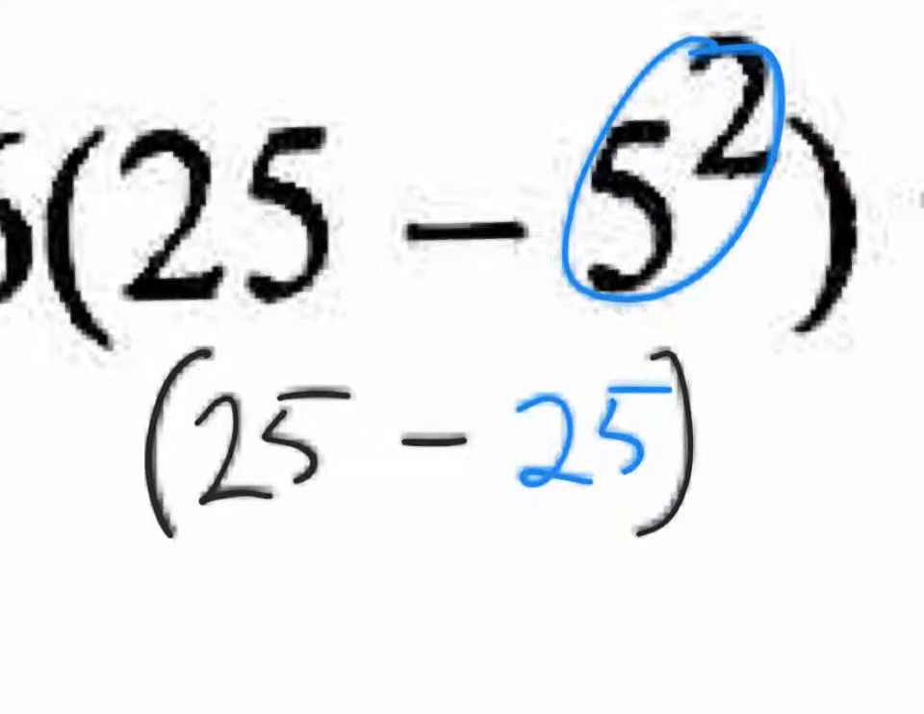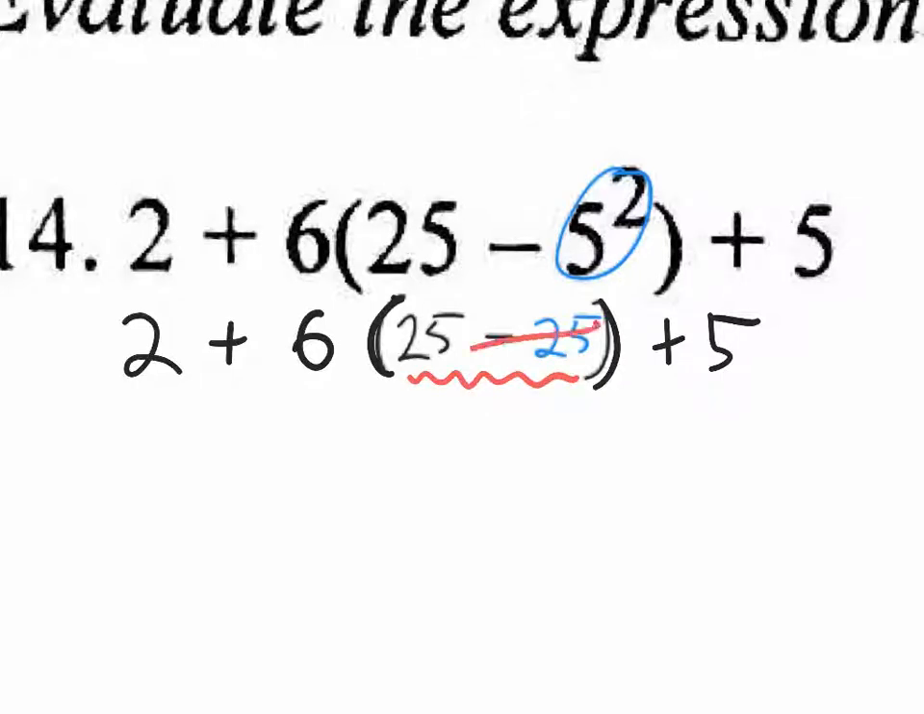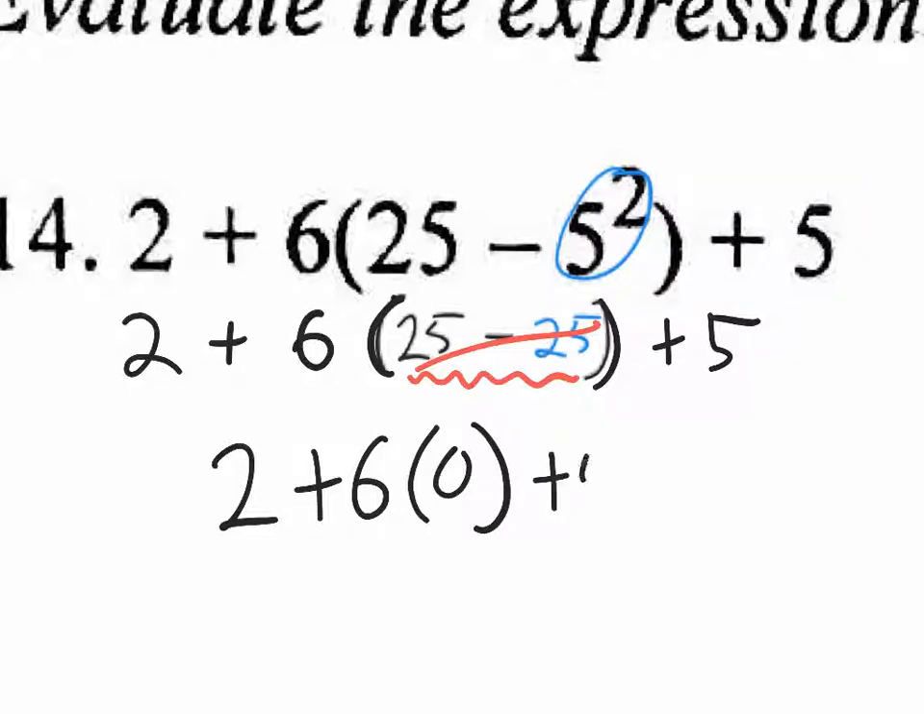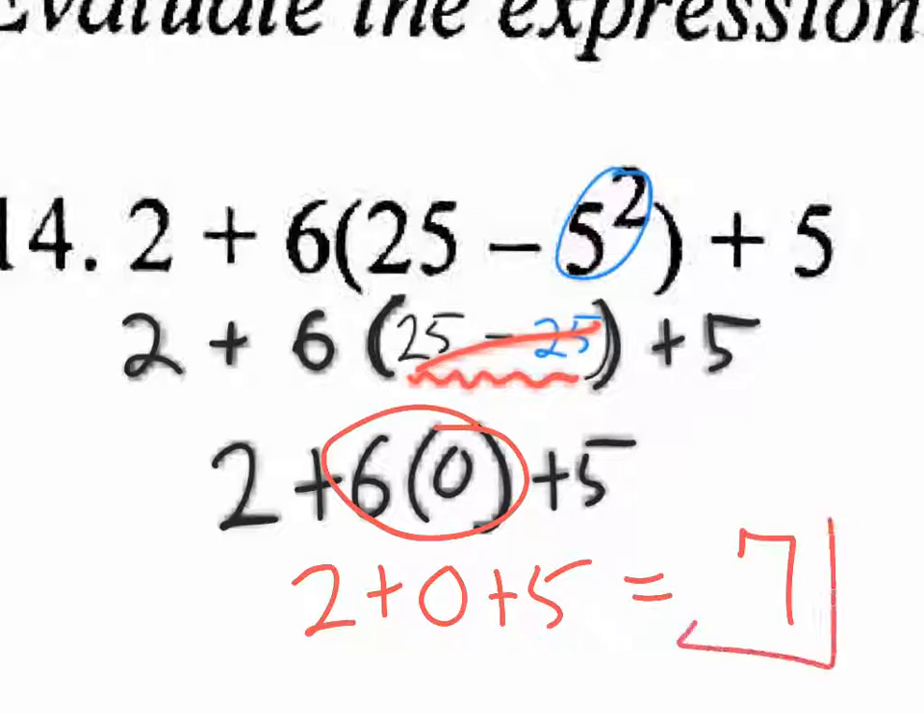So let me rewrite the rest. I'm going to put the 2 out in the front, the plus, the 6, the parentheses, 25 take away 25, the plus, the 5. So inside the parentheses, 25 take away 25, that's 0. So you really have 2 plus 6 times 0 plus 5. And of course, when you're faced with addition, multiplication, and addition, you're going to multiply first. And 6 times 0 is 0. So you really have 2 plus 0 plus 5. That's just 7. Done. Piece of cake.